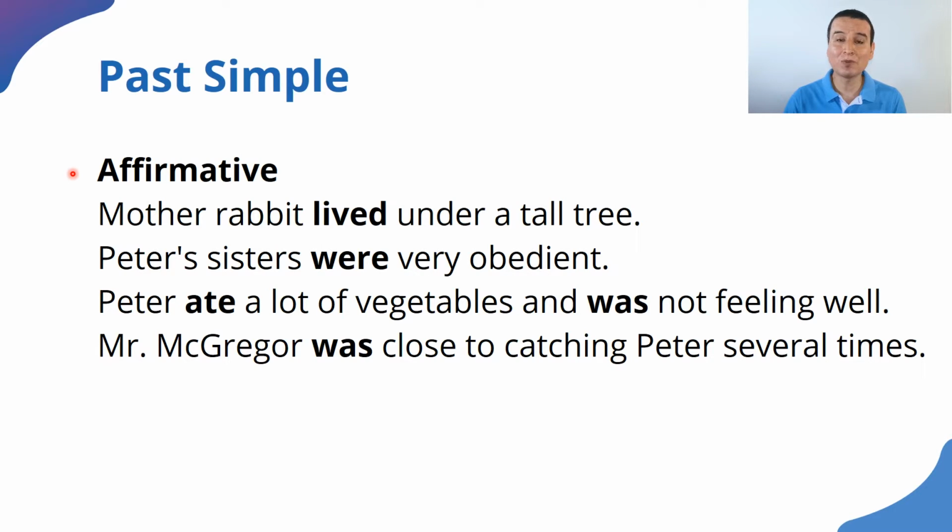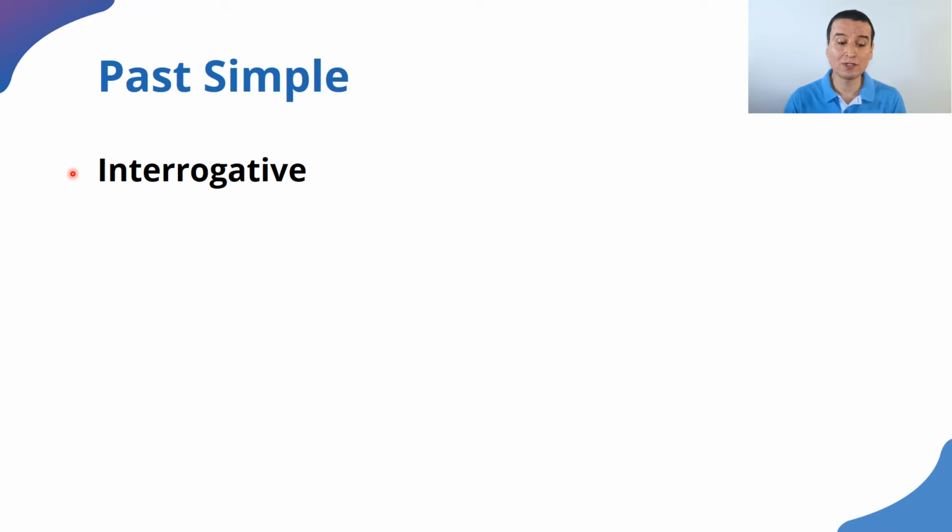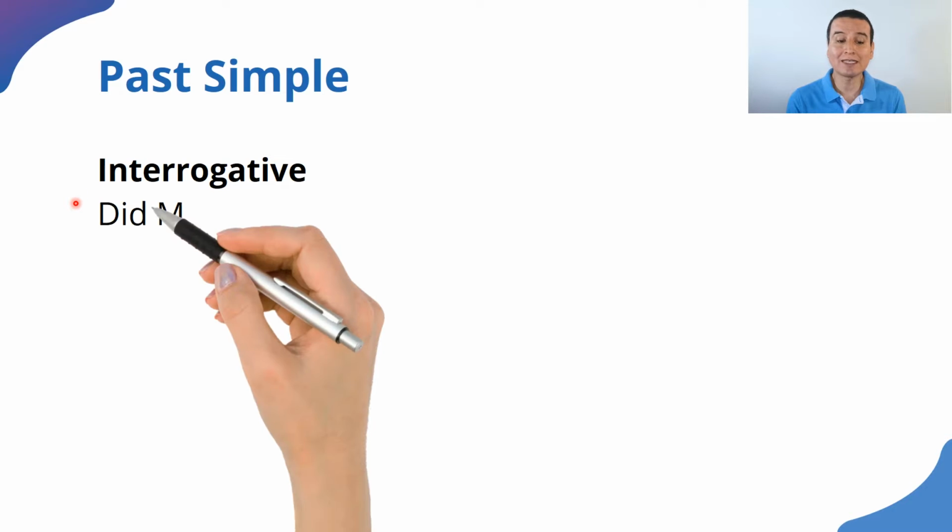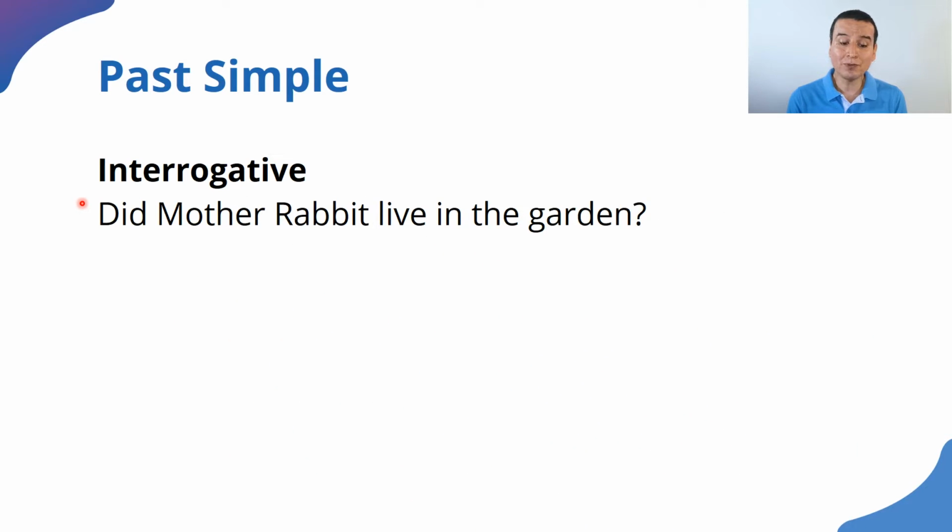We use the past simple in English usually when we know exactly when an action took place. So that is something for you to remember when you need to decide whether you use the past simple or another past tense. For questions, for interrogative statements, we use an auxiliary as in any other question, and we can also start a sentence with an information word or phrase. Let's see some examples. Did Mother Rabbit live in the garden? Right? That is a yes/no question that starts with an auxiliary.